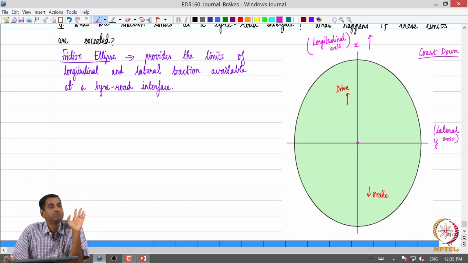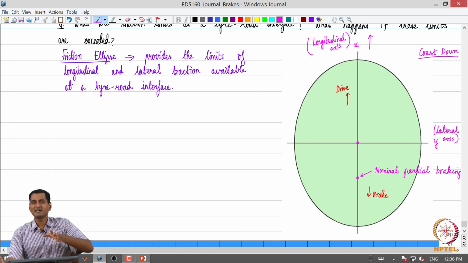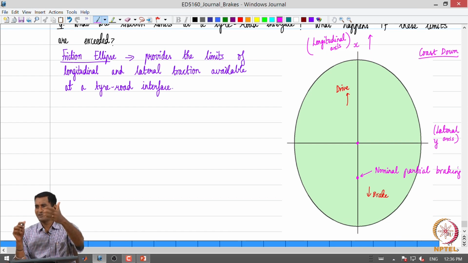Let us assume that this ellipse corresponds to a dry road surface condition, and I brake nominally. Let us say I am commanding this much of braking force, this is nominal, partial braking. Let us say I am going in city traffic, I see a signal, I brake slowly, there is some force which gets applied and I come to a stop or I decelerate. Everything is fine.